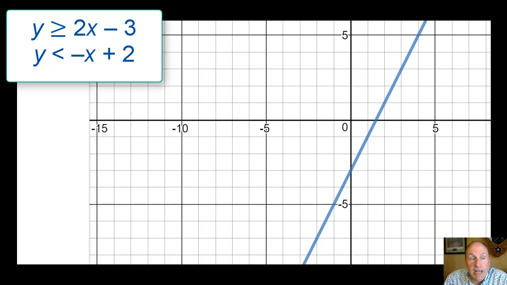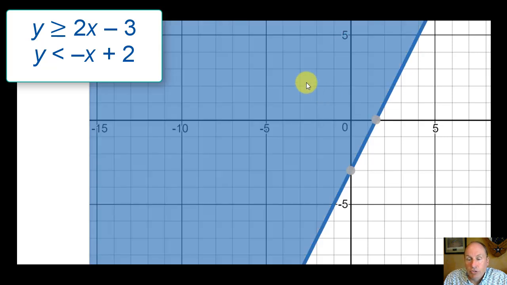Now we're going to shade the appropriate half plane. We're going to test 0, 0. If we put 0, 0 into this equation for the boundary line, we get 0 is greater than or equal to negative 3. That is a true statement. Therefore, the top half plane is shaded. And so we have this region in blue as our solution to the first inequality.